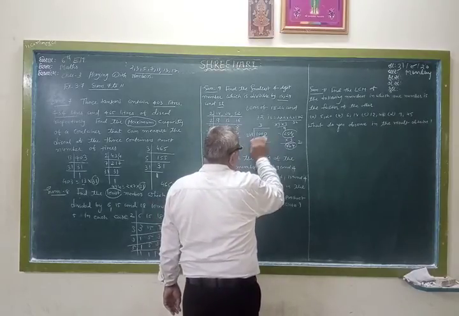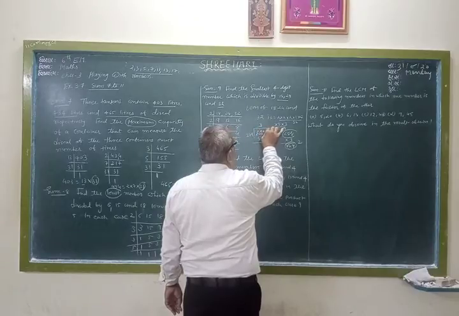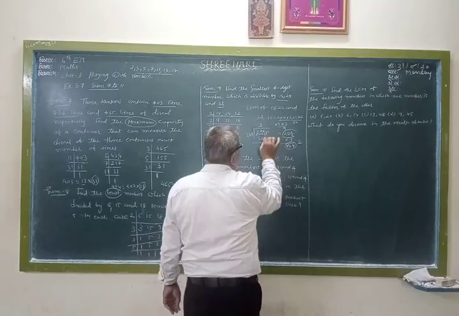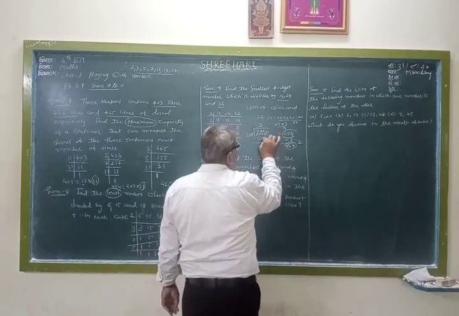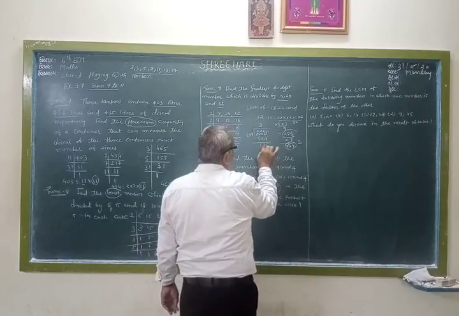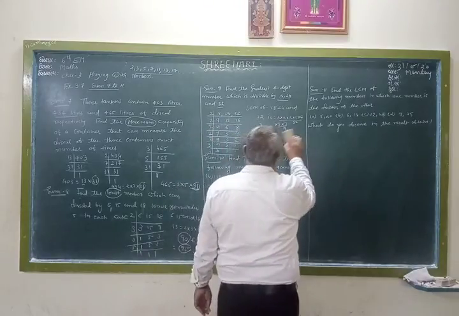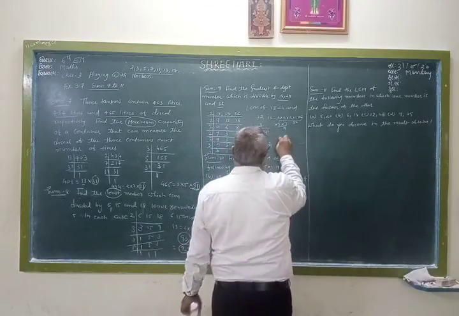864 minus 1000. Here 0, 9, 9 and 10. Here 10 minus 4, 6. 9 minus 6, 3. And 9 minus 8, 1. 136 is our remainder. 136 is subtracted from 1000.